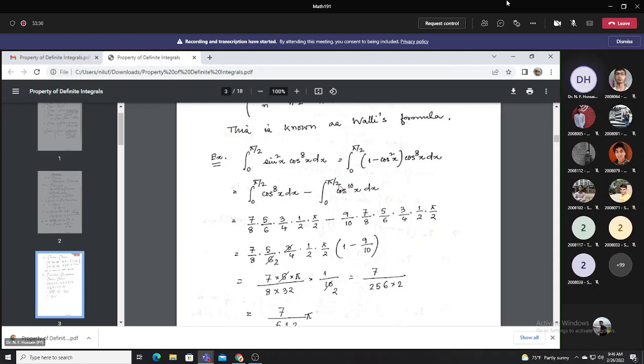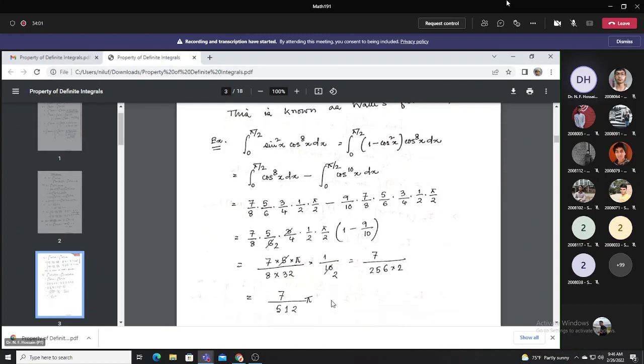Both the powers are even, so for this integration, the limits are 0 to pi by 2, so you can use Wallis formula. It will be 7 by 8, then 5 by 6, then 3 by 4, then half. When it is half, it will end with pi by 2. For this one, it will be 9 by 10, 7 by 8, 5 by 6, 3 by 4, half. When it is ending with half, the last factor will be pi by 2. Now you do this algebra, and you get this result.